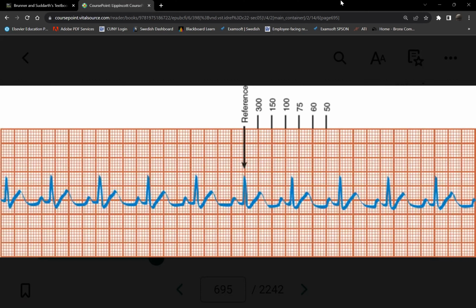1, 2, 3, 4, 5. And that's 1 second. 1, 2, 3, 4, 5, 2 seconds, right? 1, 2, 3, 4, 5, 3 seconds. So this is a 3-second marker right here. Then let's make another 3-second marker. 1, 2, 3, 4, 5, 7, 8, 9. Then another marker. So from here to here is 3 seconds. From here to here is 3 seconds. There's our 6-second strip.